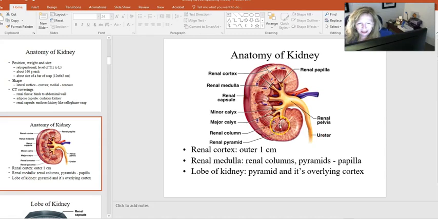But when we look at the kidney itself, this coronal section, even on gross anatomy, just looking at it with your eyes, you can make out a very smooth outer cortex and then these pyramid-like structures.